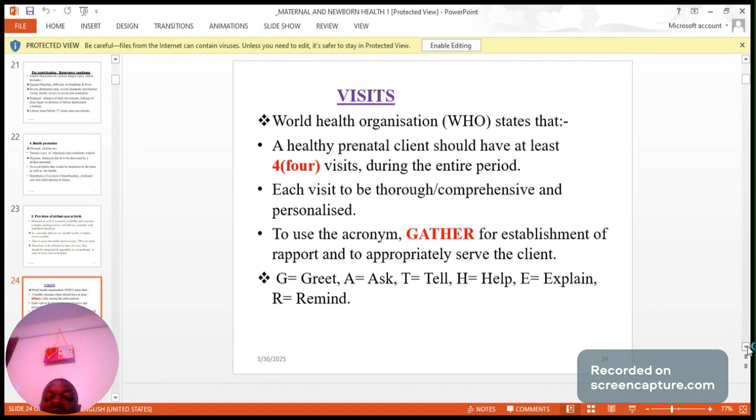So up to there, before we start on the visits, I know you know about the four visits. I think that is going to be adequate for examination. We'll keep doing this session when we have maternal newborn health, to continue from this point as we proceed.